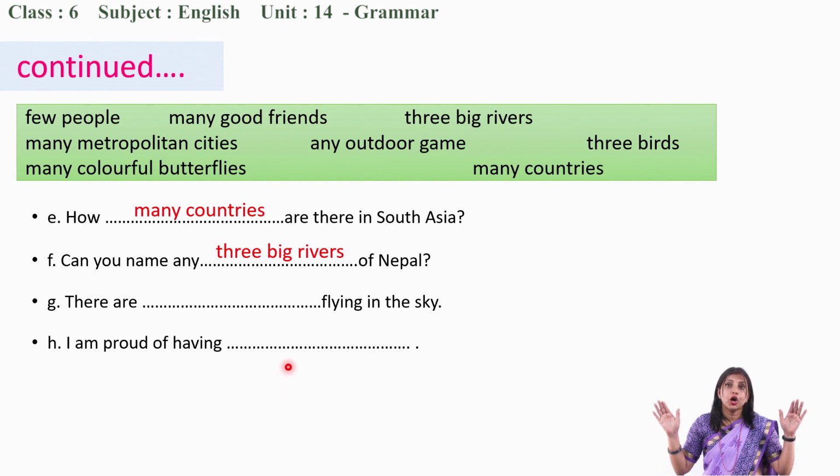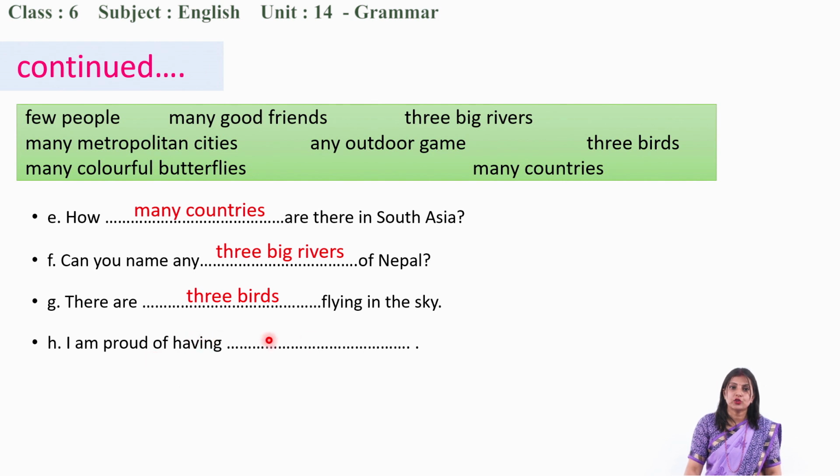Next, there are... flying in the sky. Who fly in the sky? Who? Yes, of course, birds. So there are three birds flying in the sky. Okay, the last one. I'm proud of having what? What can be the matching option? In fact, what is left now? Of course. Yes, I'm proud of having many good friends.